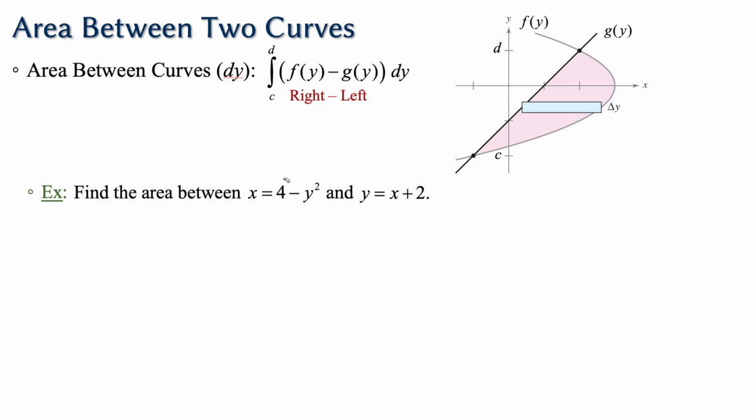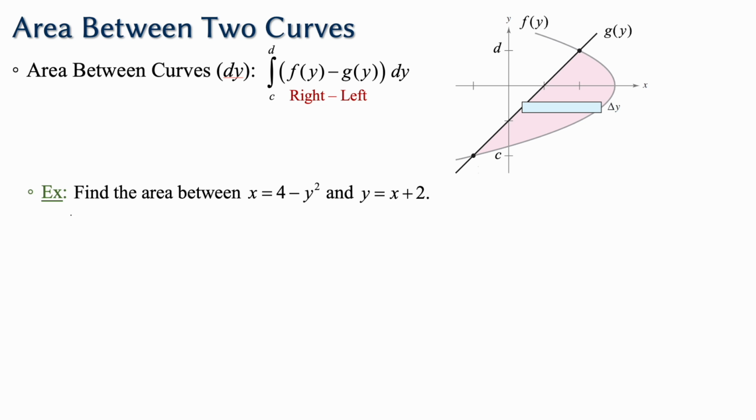We have x equals 4 minus y squared and y equals x plus 2. Now, if you notice, this one's already solved for x in terms of y. So obviously, if we're going dy, that's very helpful. This one's not. But a lot of times you may see this because this may be easier to graph this way and this may be easier to graph this way. So don't expect your equations always to be solved for the variable you need. Oftentimes, they may be written a way to help you graph them.